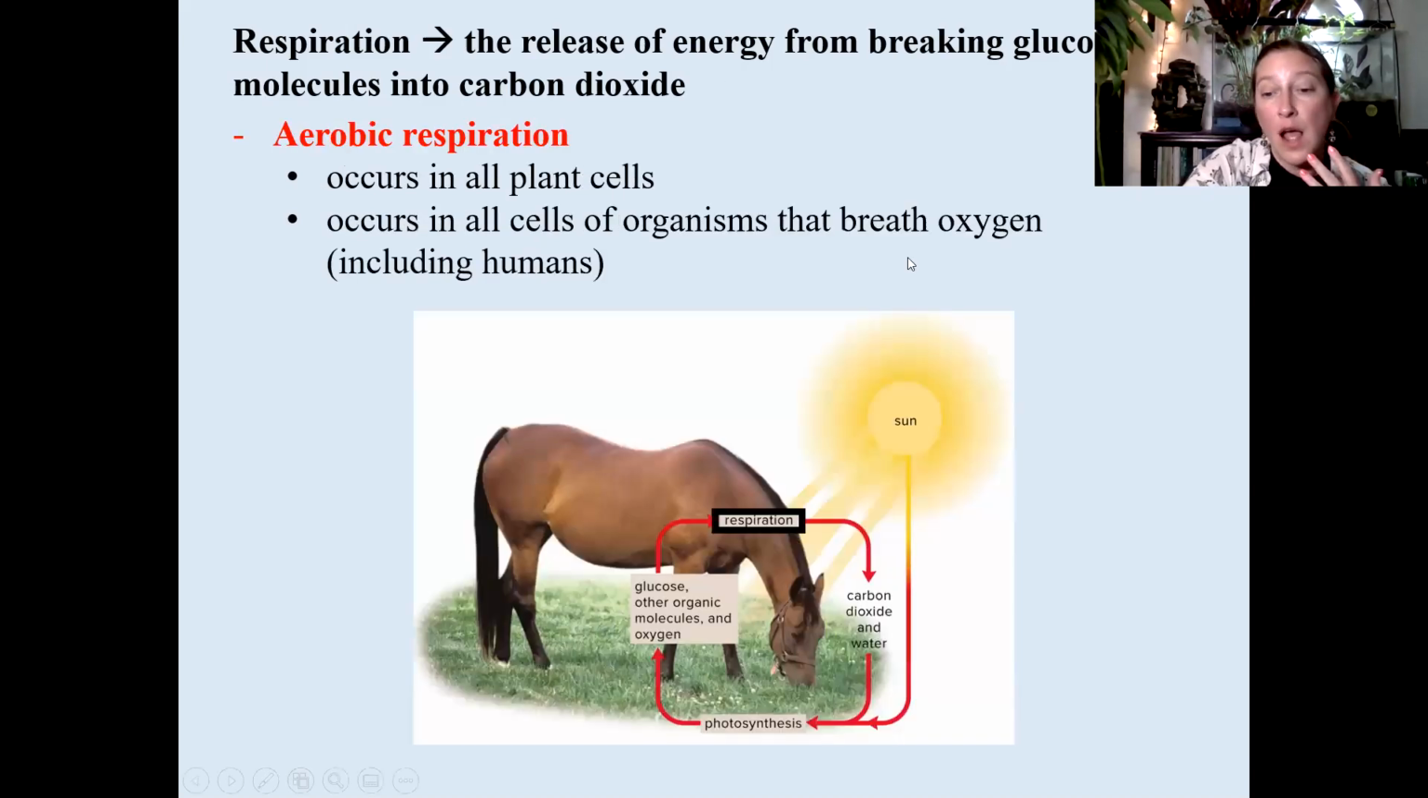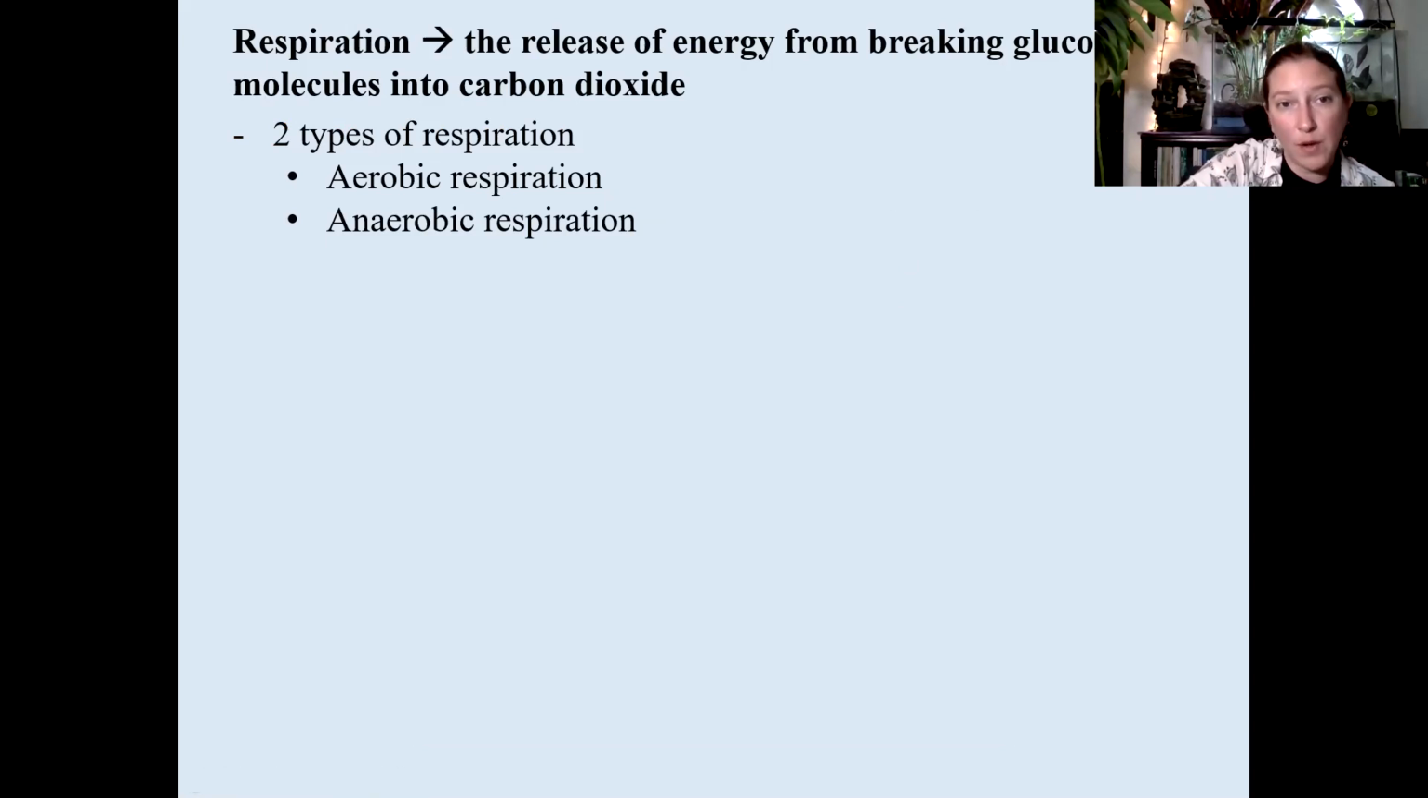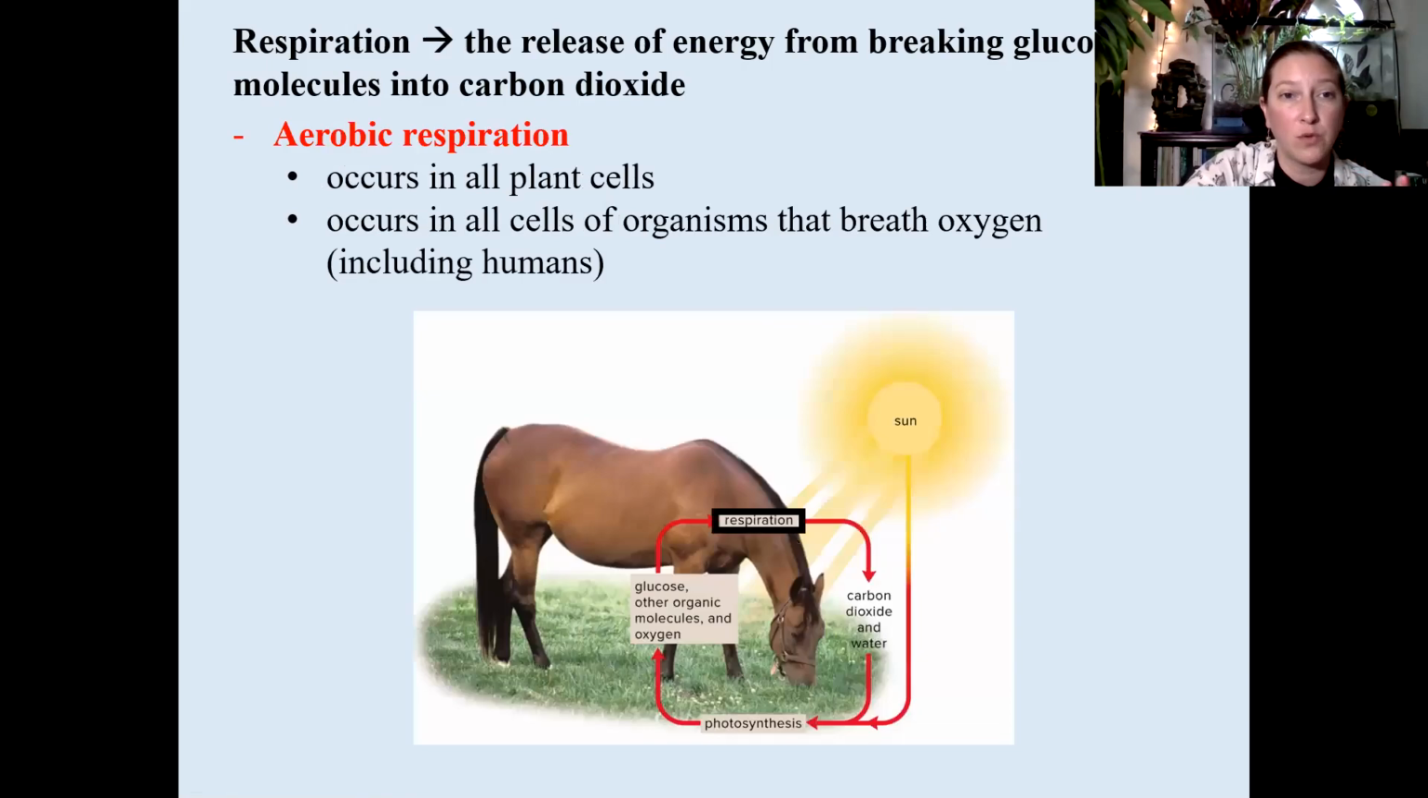The reason is there are two types, aerobic respiration and anaerobic respiration. Aerobic just refers to organisms that breathe oxygen. And that's the only one we're going to focus on for this course, aerobic respiration. So aerobic respiration means oxygen is present, right? For us, that makes sense because oxygen is present inside.